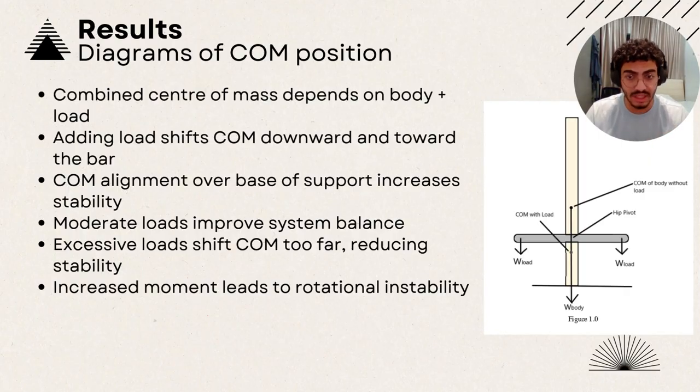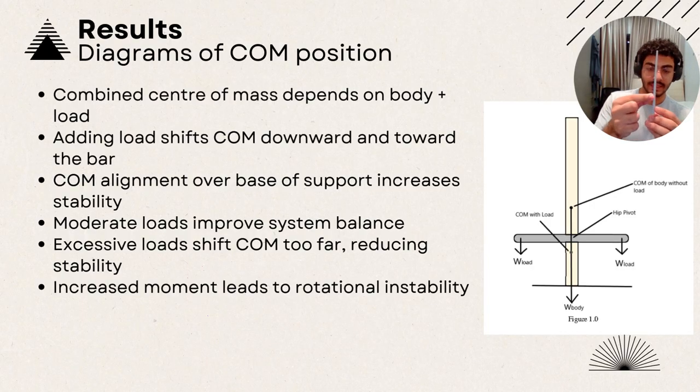So excessive loads shift the center of mass too far forwards. If this was the model from a side view, the center of mass here would be with no load, and then it will drop down to here when there is a load, which would improve balance.